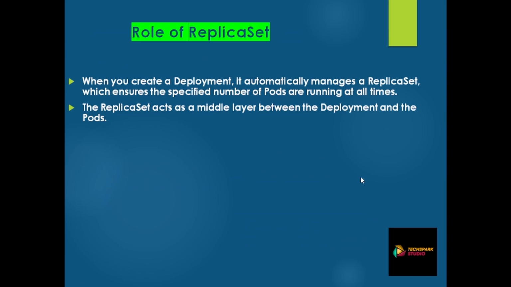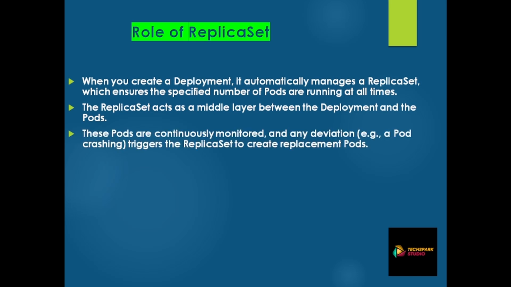Now, the role of the replica set. When you create a deployment, it automatically manages a replica set, which will ensure that the number of pods keeps running all the time, as we discussed. The replica set acts as a middle layer between the deployment and the pods. These pods are continuously monitored. If anything goes wrong, the replica set will create a replacement pod.